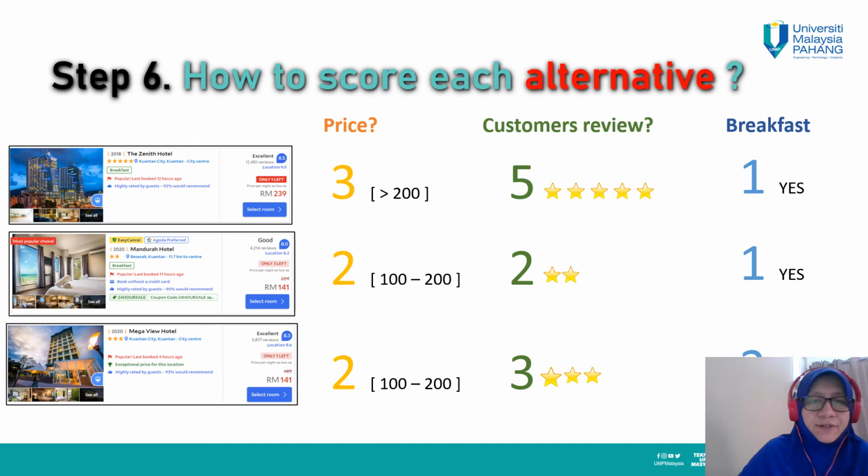Scale 3 is given because we have decided that the price of 235 Malaysian ringgit is under scale 3, while scale 5 is given since the 5-star rating is given by the customer's review. And scale 1 here indicates that the hotel is providing breakfast.